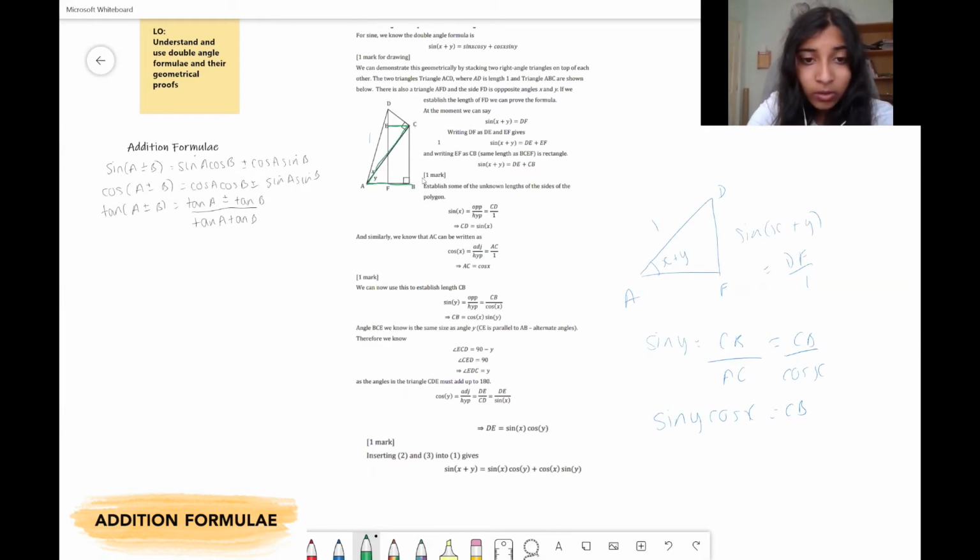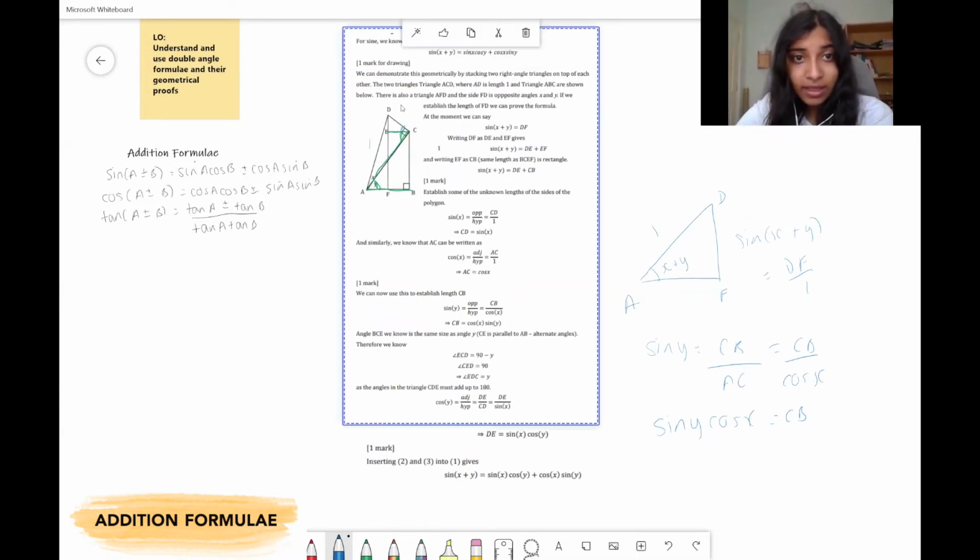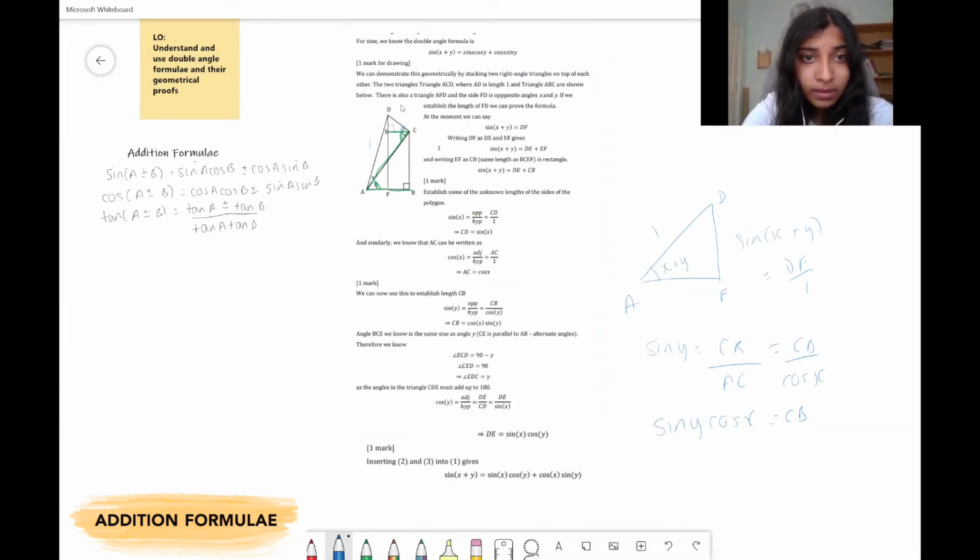So that means we know angle Y here is the same as this angle here. So then we know that, therefore, the angle ECD, this angle here, is just equal to 90 minus y. So that means that angle CED is just equal to 90. So therefore, that means that angle EDC is just equal to y.